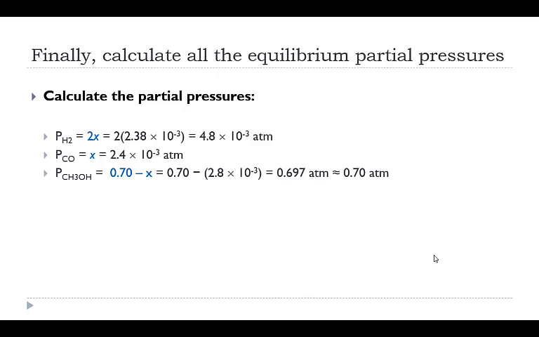Finally, and don't forget this step, we have to calculate all the equilibrium partial pressures. So the pressure of hydrogen is equal to 2x, or to 2 sig figs 4.8 times 10 to the minus third atmospheres. The pressure of carbon monoxide is equal to x, 2.4 times 10 to the minus third atmospheres. And the pressure of methanol is 0.7 minus x, or 0.697 atmospheres, about 0.70.